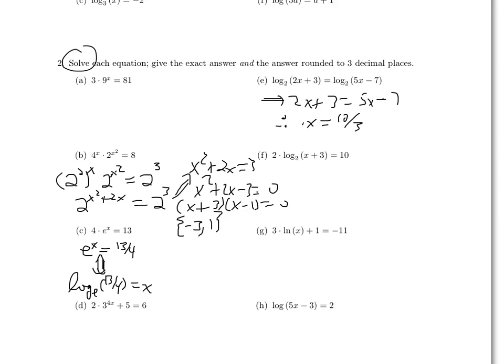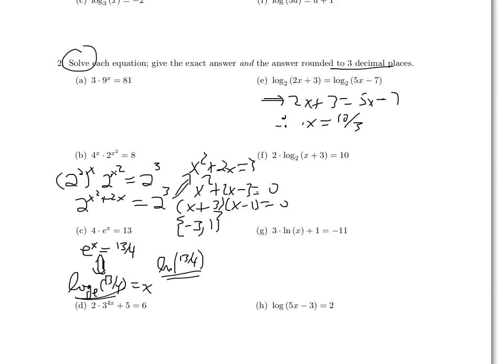Now, if you remember that, that's a perfectly good answer as far as doing that on your calculator to get the 3 decimal place answer. Don't forget that log base e is also the same as ln. So if you calculate ln of 13/4, you'll get a good answer. If you have an ln button on your calculator, you can calculate ln of 13/4 to 3 decimal places.